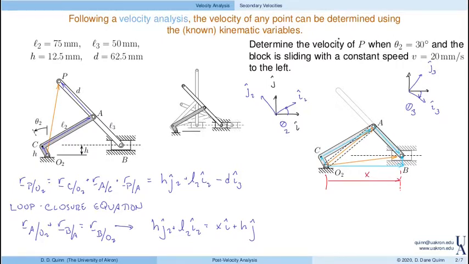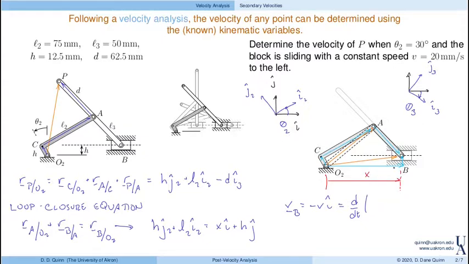So finally, let me look at this constant speed. That was part of the problem statement. So the problem statement says that the velocity of the block is minus v in the I direction. That's constant speed. To the left is minus I. So here, that's also going to be the change in position. So I want to relate this v to these variables.